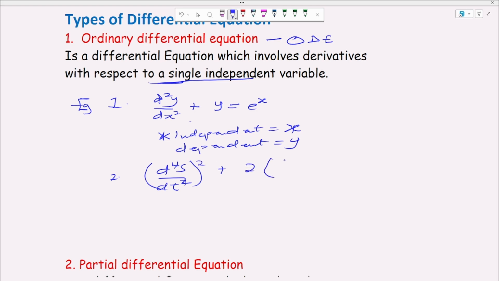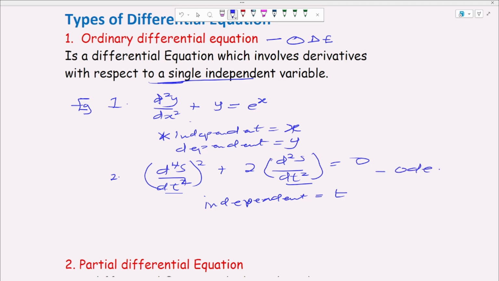Okay, so we have this one. With this one, we have two derivatives here. Looking at the derivatives, we can see that we have t appearing here, and t appearing here, which are the independent variables. They are not many, they are only one. So we have only one independent variable here, which is what? t. Hence, this is an ODE.